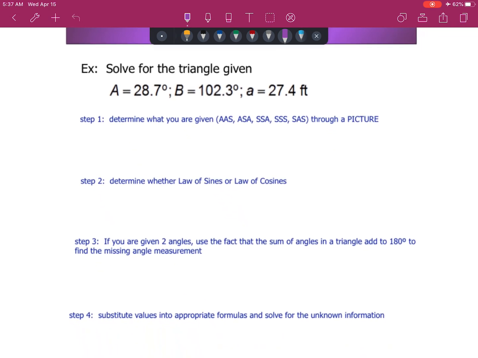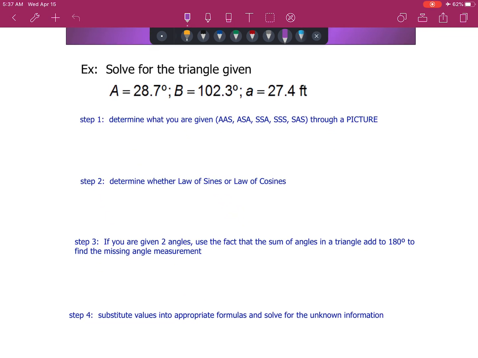So we're going to solve the triangle. We're given angle A is equal to 28.7 degrees. Angle B is equal to 102.3 degrees. And side length A is equal to 27.4 feet. First step is we're going to determine what we're given. Are we given 2 sides and an angle, 3 sides, 2 angles and a side? In this case, we are given 2 angles and a side.